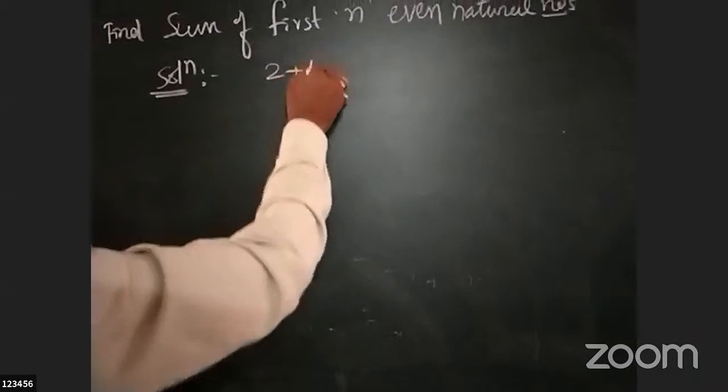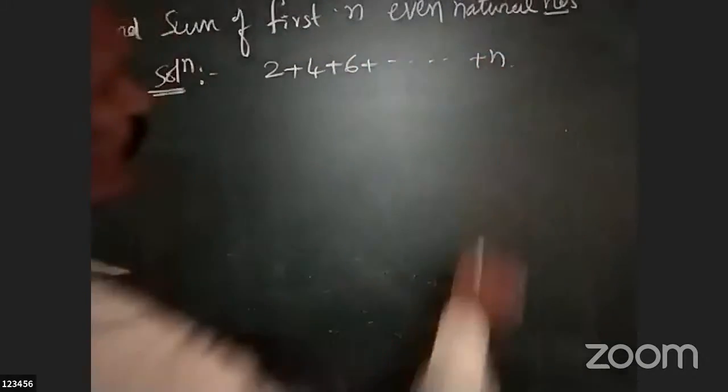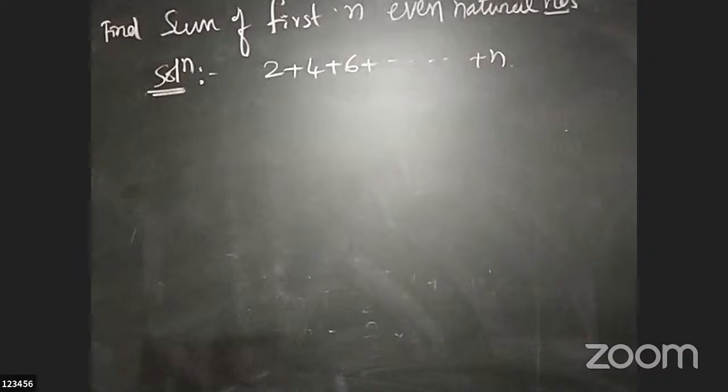Sir, 2n square. Where are you getting that? Just look here. The arithmetic series will become 2 plus 4 plus 6 plus so on plus n. Are you agreed? These are the first n even natural numbers, right?